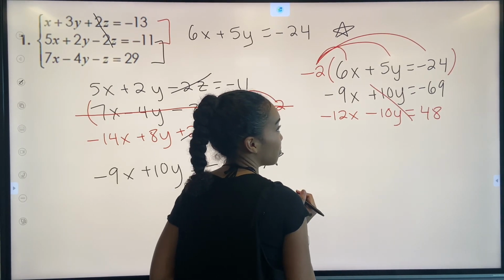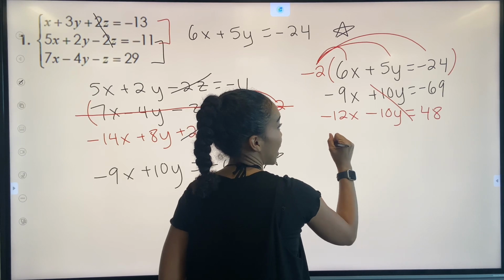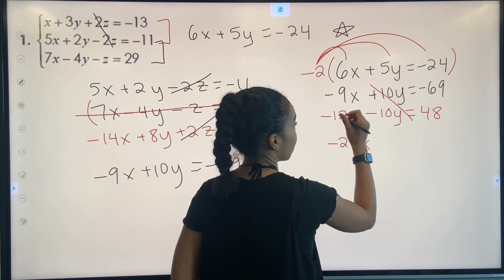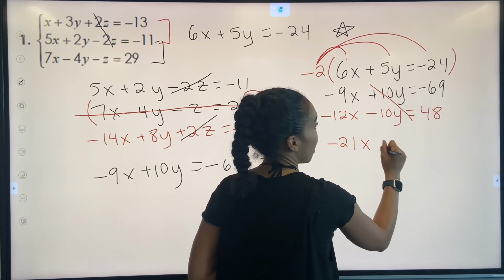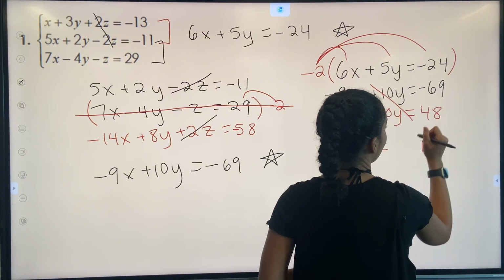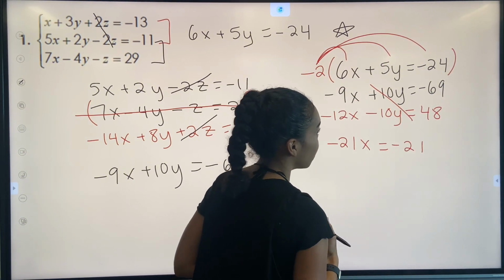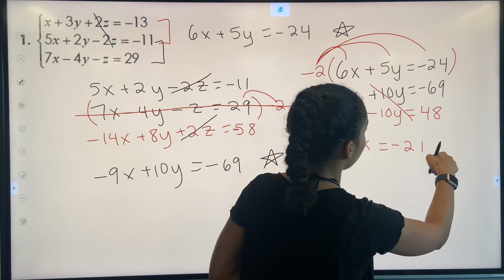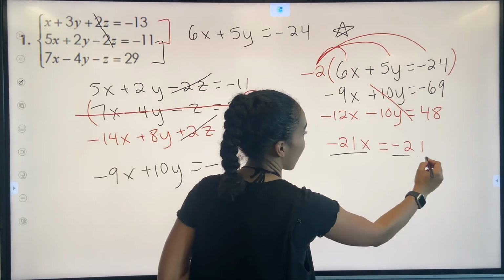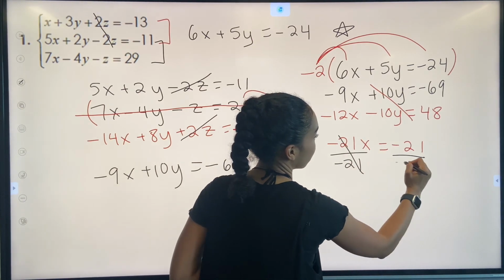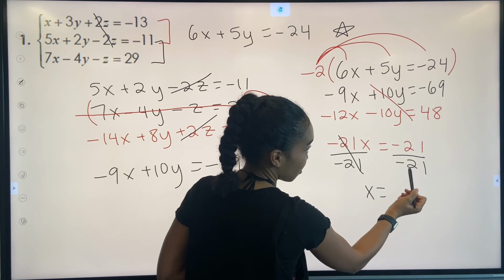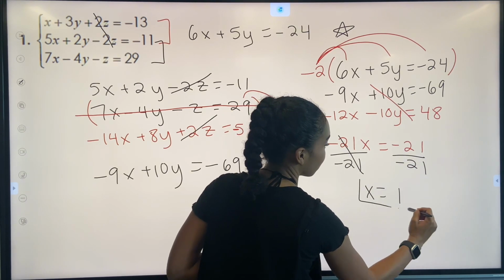Those cancel out. These will be negative 21x, and then over here, I'll have, let's see, 1, 6, 5, 4, 15, negative 21. Is that right? Yeah. Okay. Now, all I have to do is divide both sides by negative 21. So I get x is equal to negative 21 divided by negative 21 is positive 1.